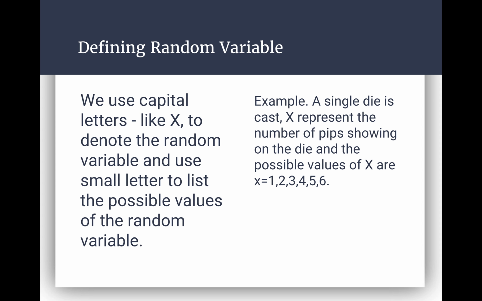All right, to define random variables, we will use mainly capital letters like X, and we'll use small letters to list the possible values of X. So a single die is cast, again, X represents the number of pips shown on the die, and the possible values of X are 1 through 6.